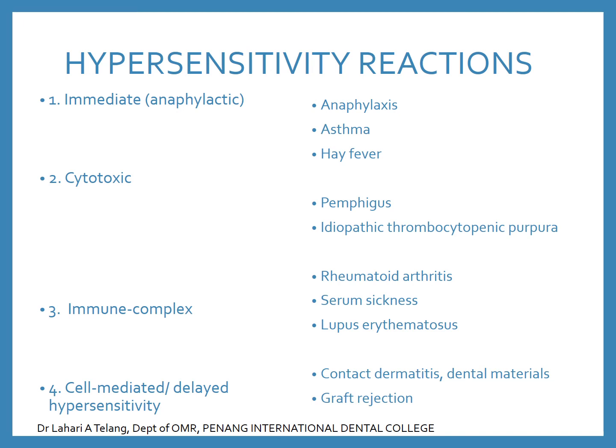Moving on to hypersensitivity reactions, these can be classified as type 1, 2, 3, and 4. Type 1 is the immediate or anaphylactic reaction, where the patient manifests with anaphylaxis, asthma, or hay fever. Type 2 is the cytotoxic reaction, where the patient manifests with pemphigus-like disease or idiopathic thrombocytopenic purpura. Immune complex is type 3, which includes diseases like rheumatoid arthritis, serum sickness, or lupus erythematosus. And type 4 reactions are delayed hypersensitivity reactions like contact dermatitis, reactions to dental materials, or graft rejection.